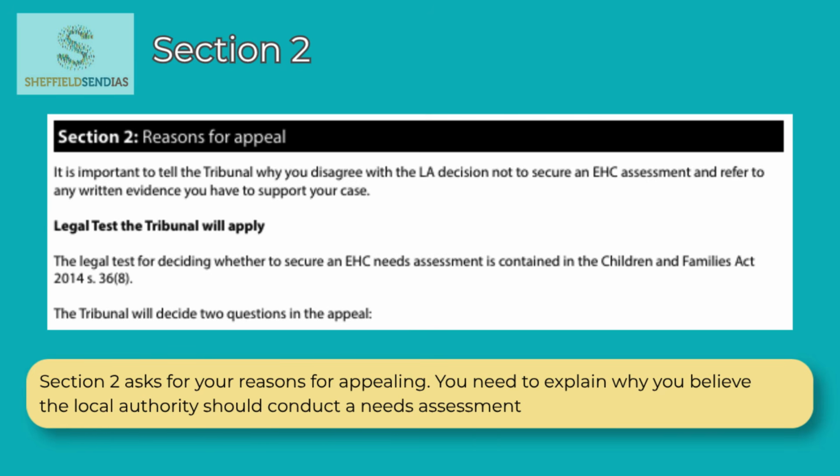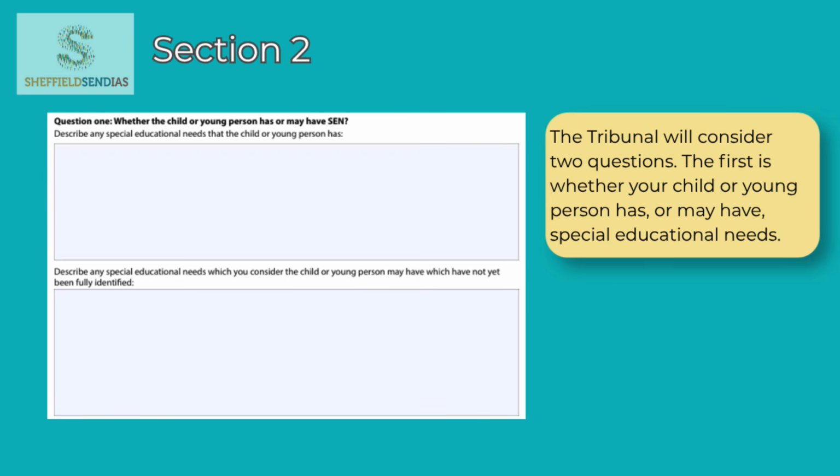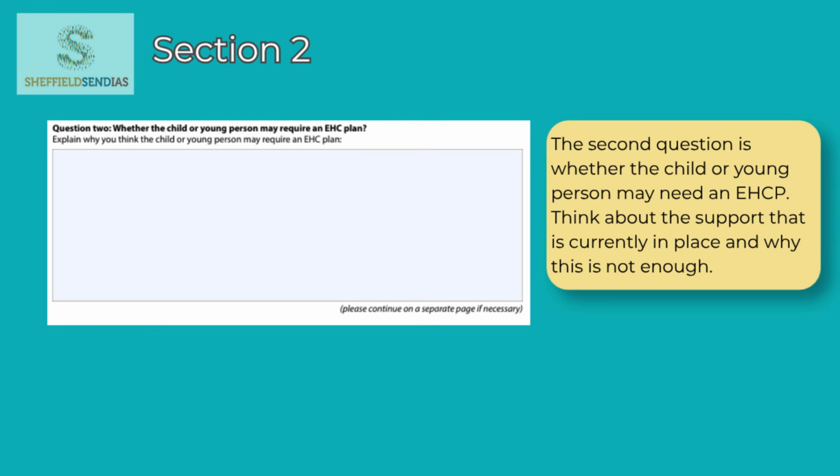You will need to explain why you believe the local authority should carry out an EHC needs assessment. The tribunal will consider two questions in the appeal, and it asks you to provide information relating to both of them. The first question is whether your child or young person may have special educational needs. You can talk about any needs which have been identified and any which have not yet been identified. The second question is whether your child or young person may need an EHCP.